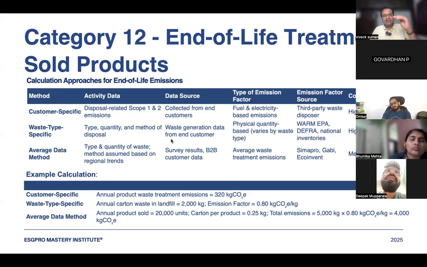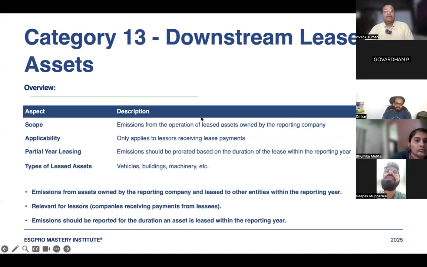But priority wise, most important priority is that accuracy will come from customer specific. Take from him only कि आपका क्या था scope 1, tell me that and I will calculate the scope 3. Clear? Now downstream leased assets, same like upstream leased assets.